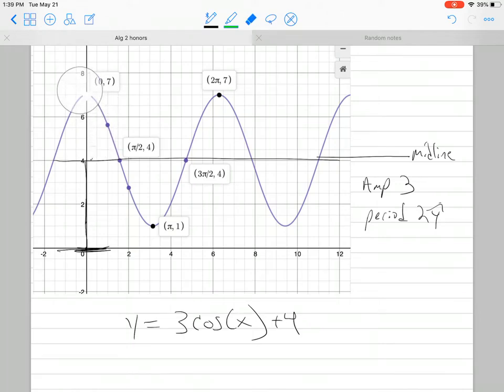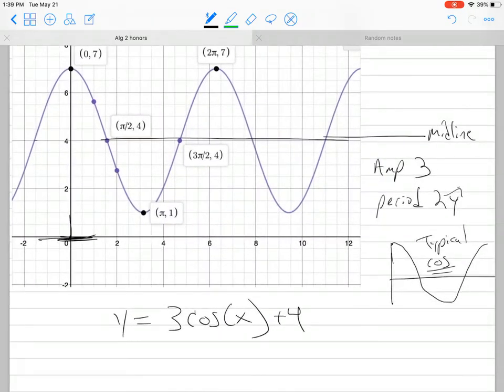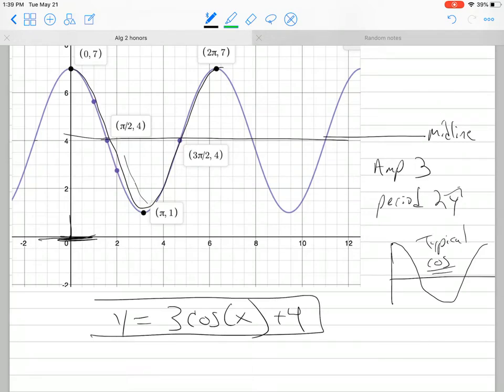My only other question is, is this a positive cosine or a negative cosine? So I have to think, well, how does cosine typically start? Typical cosine starts up here, goes down, and gets back up. In this case, it starts up, goes down, gets back up. So this is typical cosine as well, so this is positive. Here's my equation.